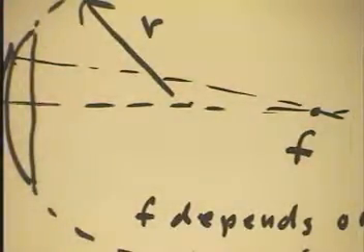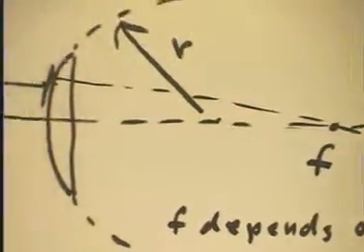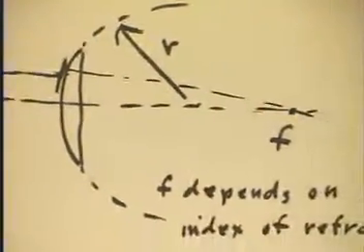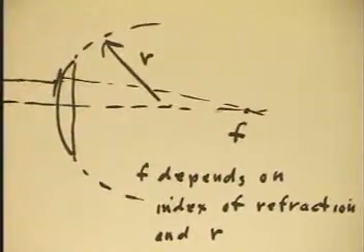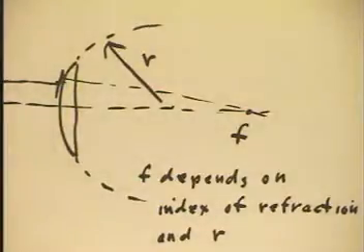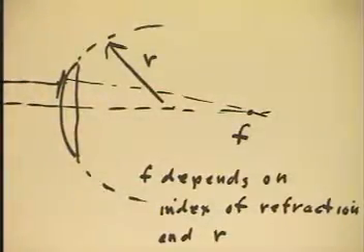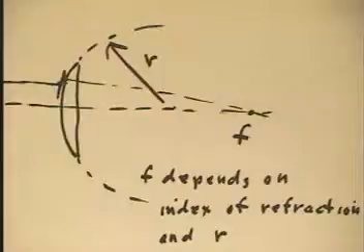The focal length of a spherical lens, as we've seen, depends on the index of refraction and the radius of the lens. And we can trace the rays. We could work it out mathematically.